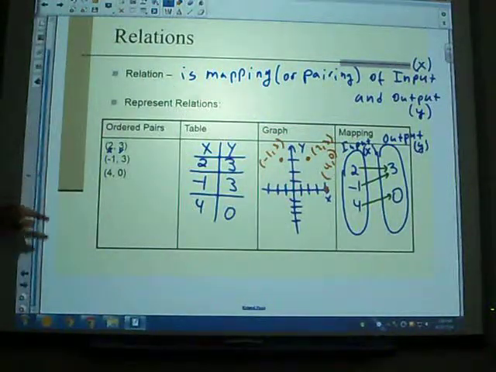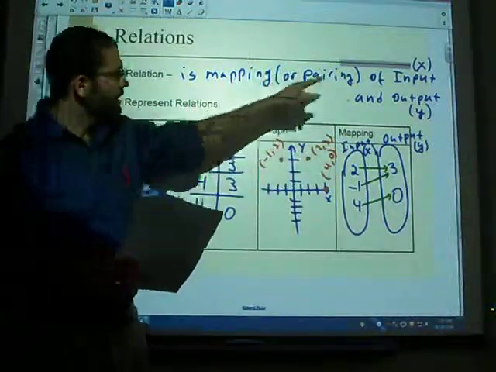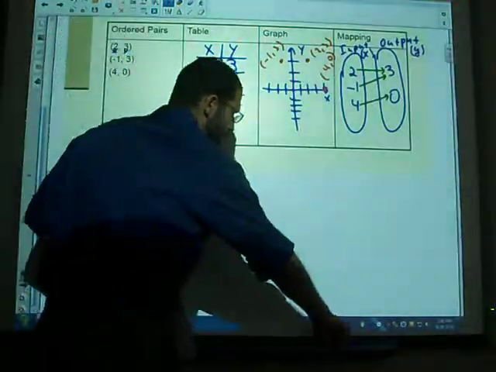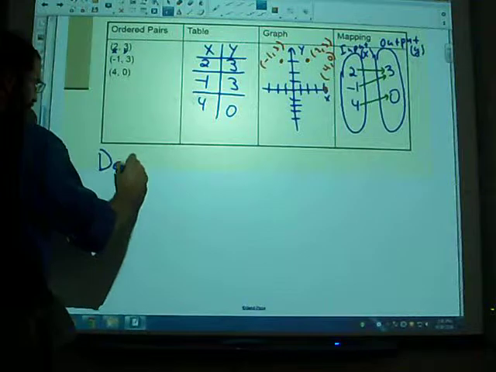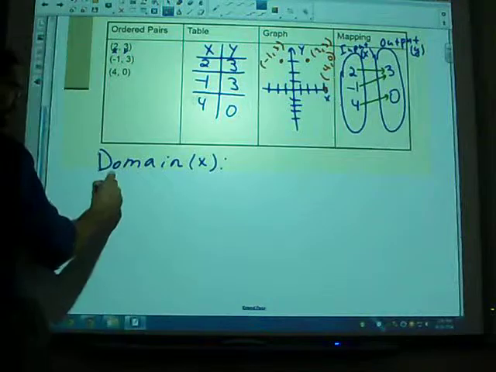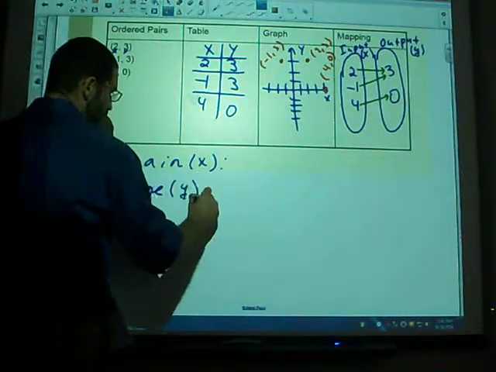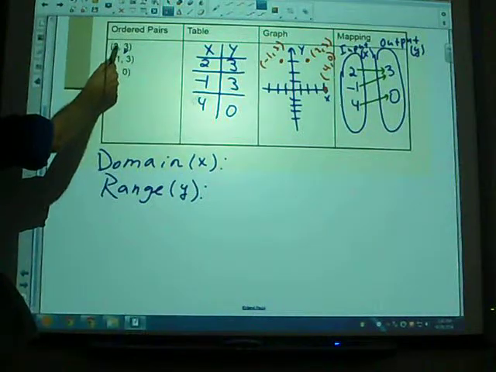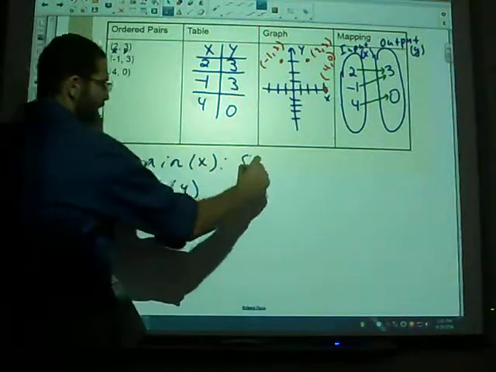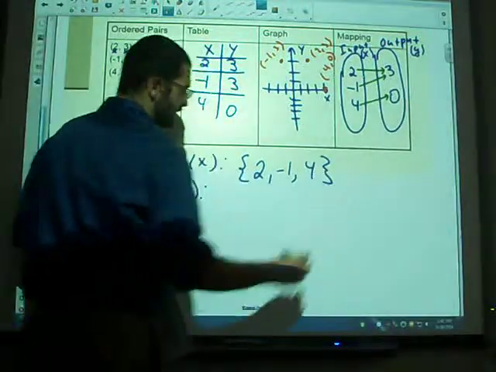Also, this is not on your notes, but I do want you to write this down. Whenever we have input and output, which is x and y coordinates, they also have a third name, which is called domain and range. Also very important. So domain is your x coordinate, range is your y coordinate. So domain will be all the x values, and we're going to put them in curly brackets, 2, negative 1, and 4, just x values.